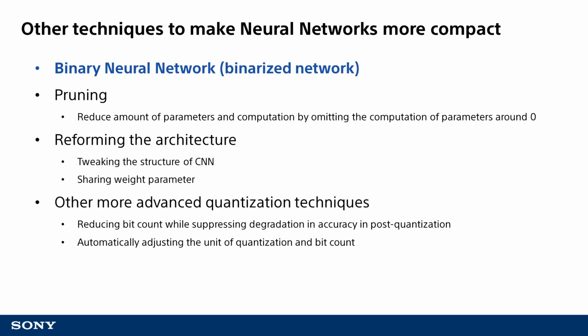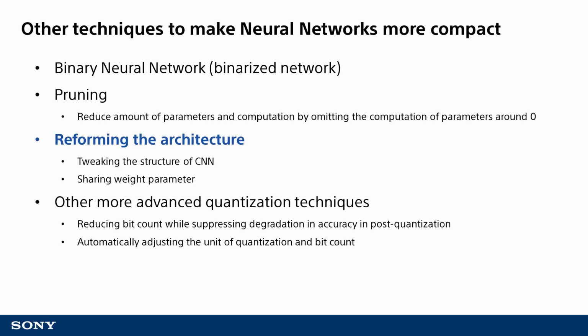Binary neural networks in which weights and data were quantized down to 1-bit values were actively researched around 2016. In addition to quantization, pruning unnecessary neuron operations is another approach to making neural networks more compact and faster. Other techniques, such as reforming the architecture of convolutional neural networks, are also being researched. I would also like to release future videos on other techniques to make neural networks more compact.